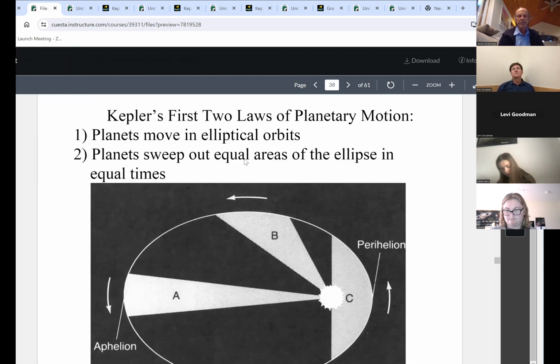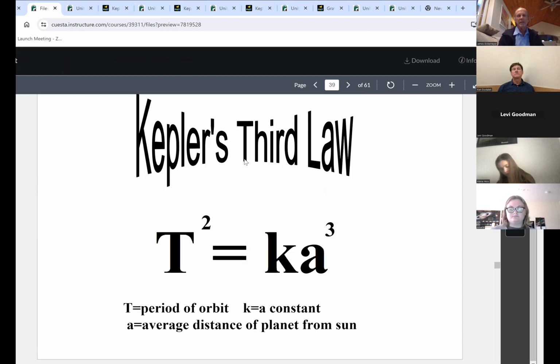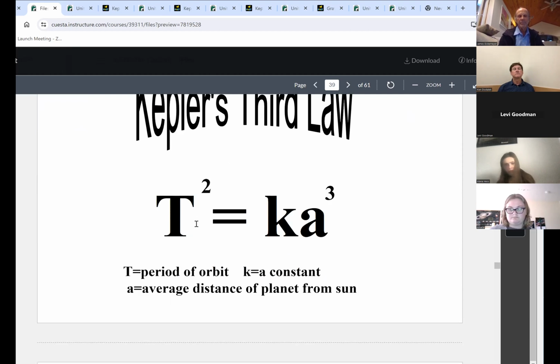And then Kepler's third law is written in terms of an equation, T squared equals K A cubed, where T, and we mentioned this last time, is the period of the orbit. So that's how much time it takes, in this case, for this one star to go around the other. The A is the average distance of that star from the central star, and K is a constant. That's the same for any object that's orbiting around that central object.